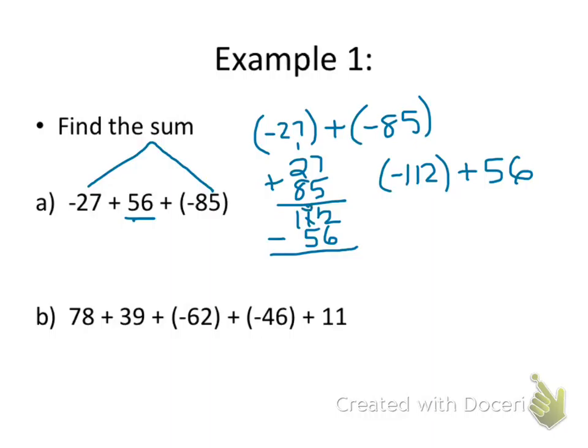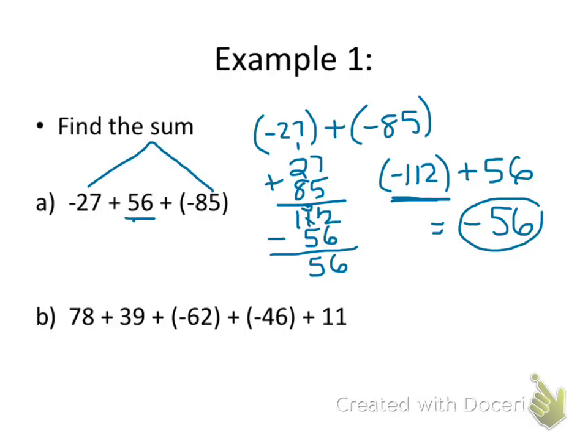So 12 minus 6. And 10 minus 5. So I get the absolute value of 56. The last step is deciding, is it a positive 56 or a negative 56? Because the negative force is greater, right? The negative integer, the absolute value of that one is greater. My answer or final solution is a -56.